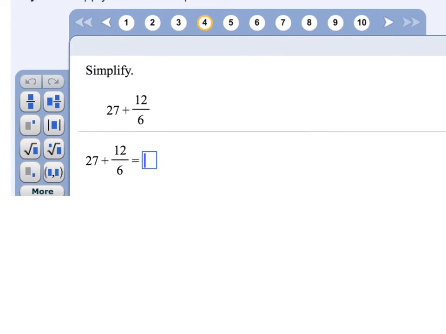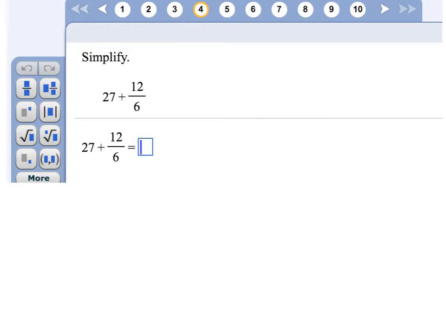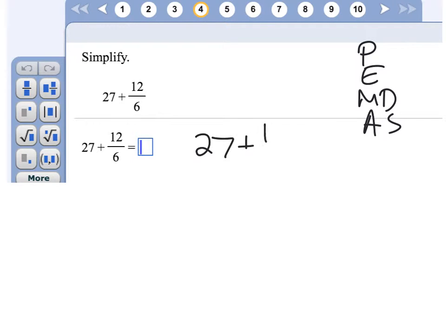Again, we're still doing that: please excuse my dear Aunt Sally. Please excuse my dear Aunt Sally. And so we've got 27 plus 12 over 6. The first thing is, do we have any parentheses? Nope, we have no parentheses.